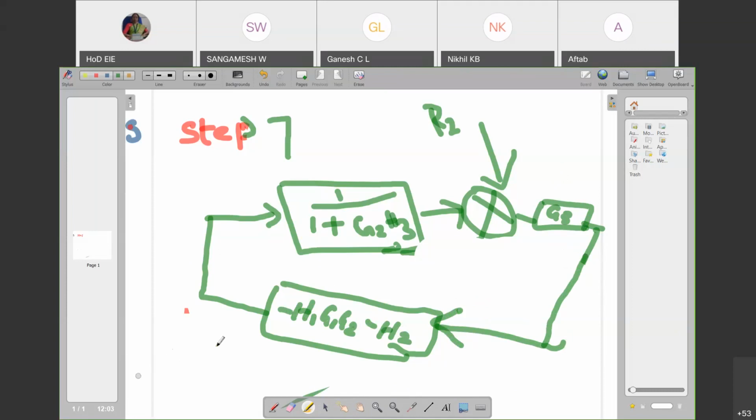Now in step 7, looking at this, by observing the result of step 6, I can see that this block and this block are in cascade. So you have some blocks which are in cascade. Because this is a negative feedback path, I'm not saying that G3 and this block are in cascade. I'm not saying it because this is in the forward path. There is a takeoff point and this one is coming back. So I can say that only these two red marked blocks are in cascade. So I'll write in step 7.